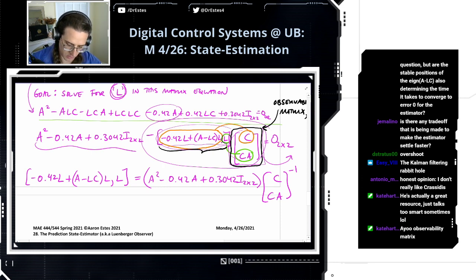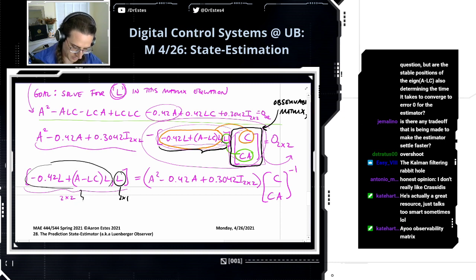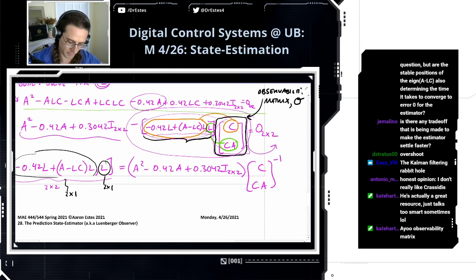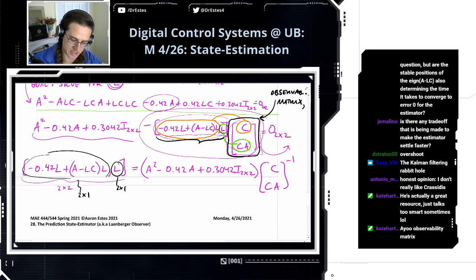Now, for this example, this is going to be a 2x2 matrix, and L is going to be a 2x1, so this is just like a column in the matrix. This is the left-hand column, L is the right-hand column. And this 2x2 matrix is equal to the 2x2 matrix on this right-hand side.